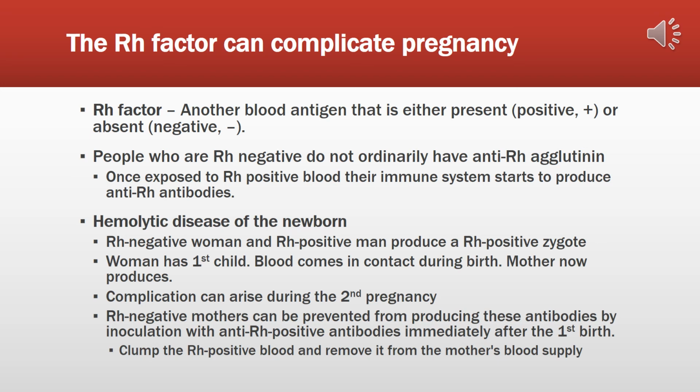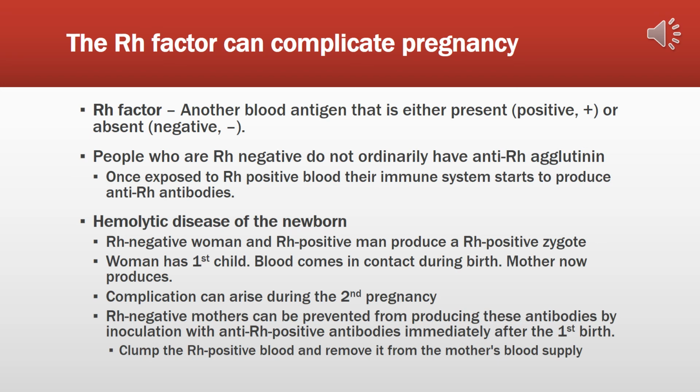However, people who are Rh negative do not ordinarily have anti-Rh agglutinin. However, once these individuals are exposed to Rh positive blood for whatever reason, their immune system then starts to produce anti-Rh antibodies. And usually this doesn't cause many problems unless an Rh positive man has a child with an Rh negative woman, and this can lead to a hemolytic disease of newborn babies.